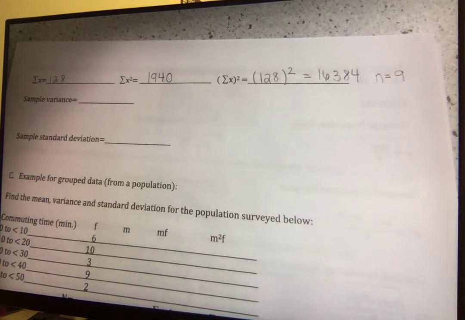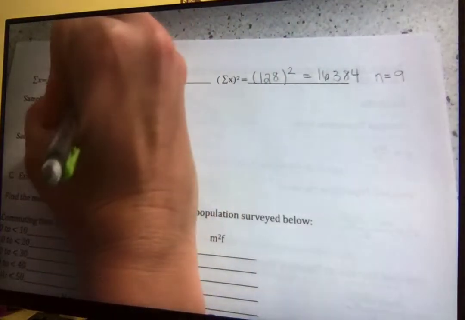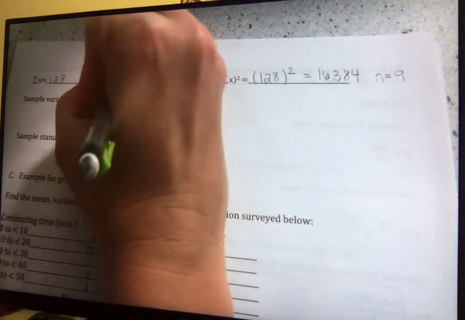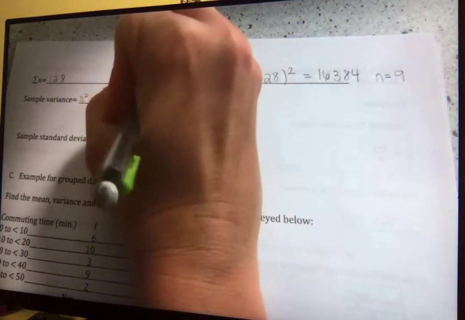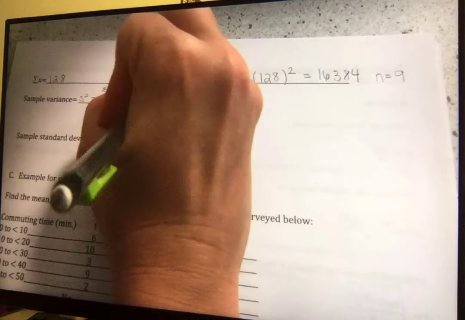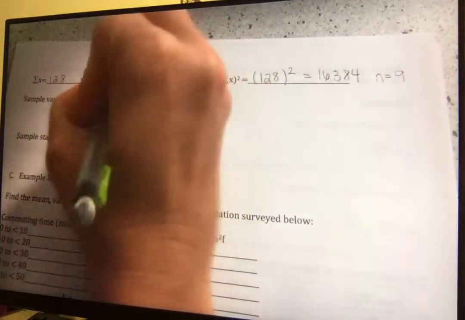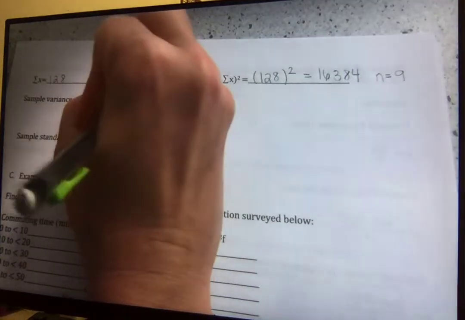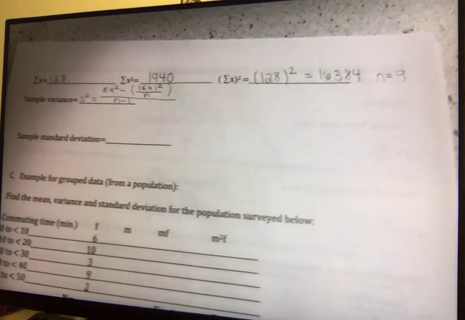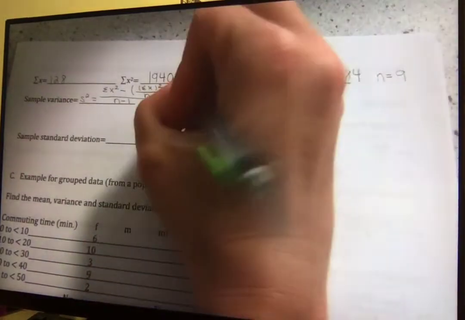So it asks us to find our sample variance. It was this big, crazy, ugly looking formula. s squared equals the sum of x squared minus the sum of x in parentheses squared over n, all over n minus 1. Looks scary, but we already have all the information to plug into this. I just copied that same formula from the formula sheet or from the definition beforehand.